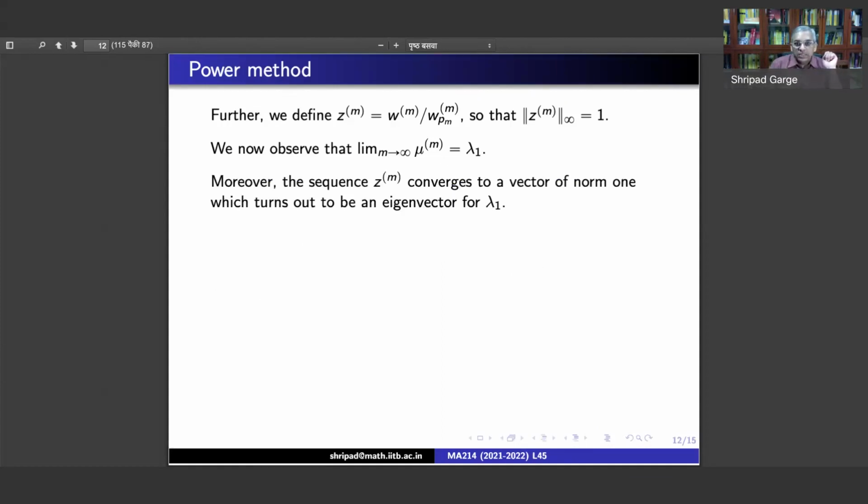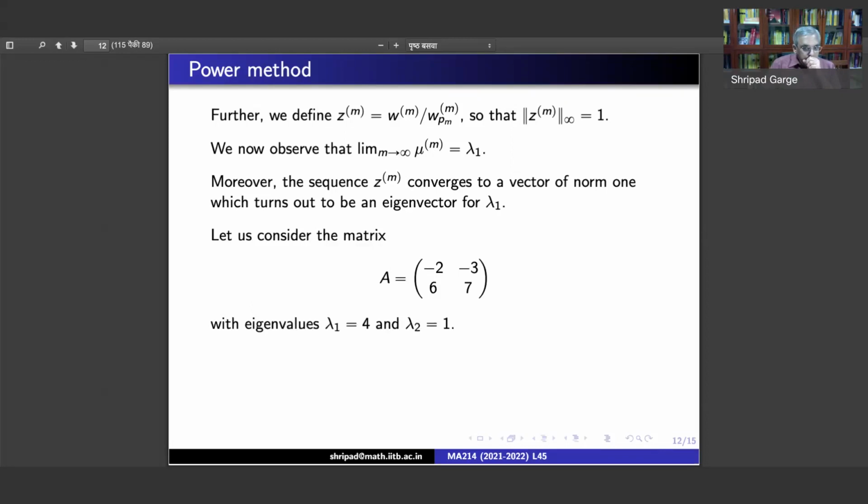So let me just give you an example. We will not be able to do this example in great detail here in this lecture, but I will give you some of the main steps. This is the matrix, a 2 by 2 matrix, and the eigenvalues are 4 and 1. Let's start with the vector 1 comma 1, which is a vector of modulus 1, infinity norm 1. A acting on this will give you -5 and 13. You have to just sum the entries in each row. And A square will give you this entry.